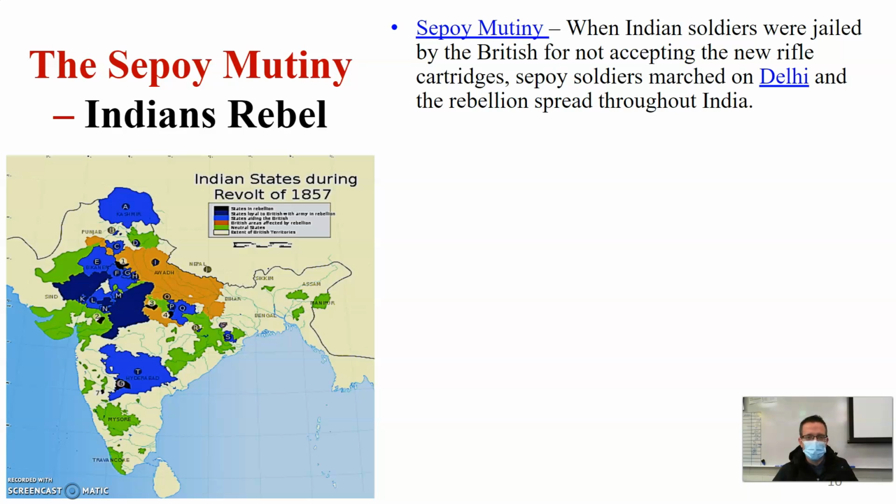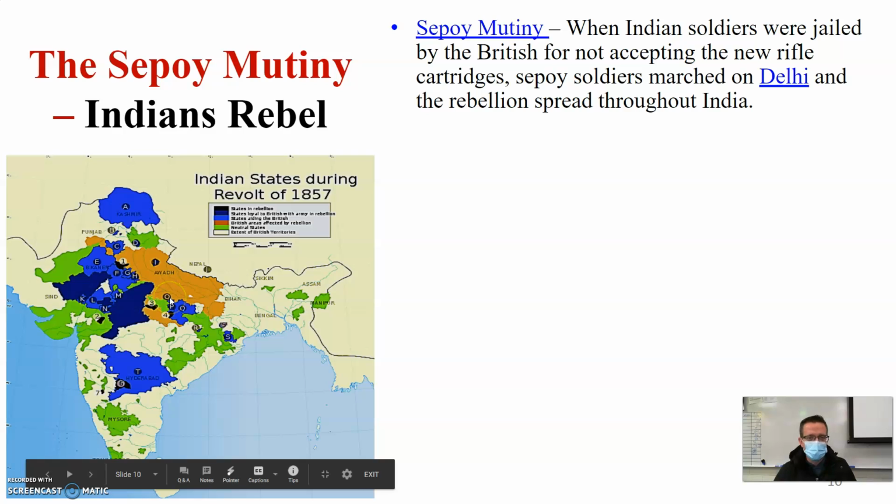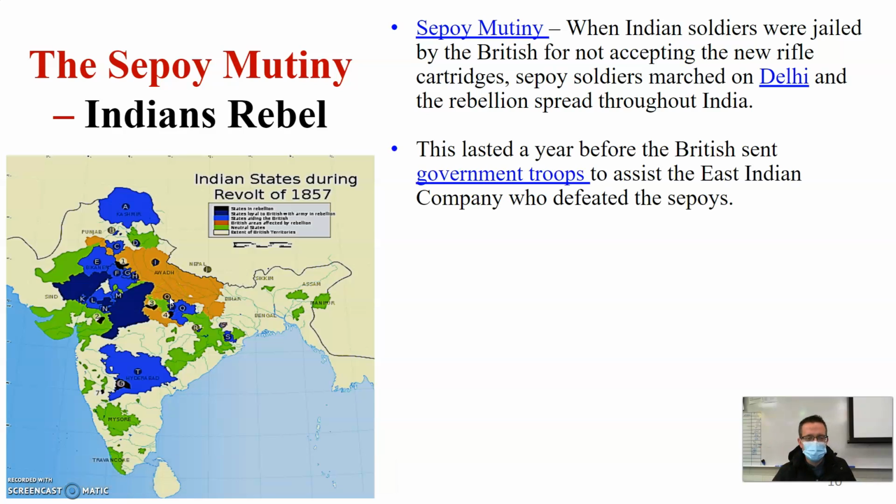So when soldiers were asked, a lot of them fought back, and a lot of them were jailed for not accepting the new rifle cartridges. And Sepoy soldiers marched on Delhi, and the rebellion spread throughout India. Now, there were pockets of this. It's not like there's social media and they can all rebel at the exact same moment or something like that. But this lasted about a year.